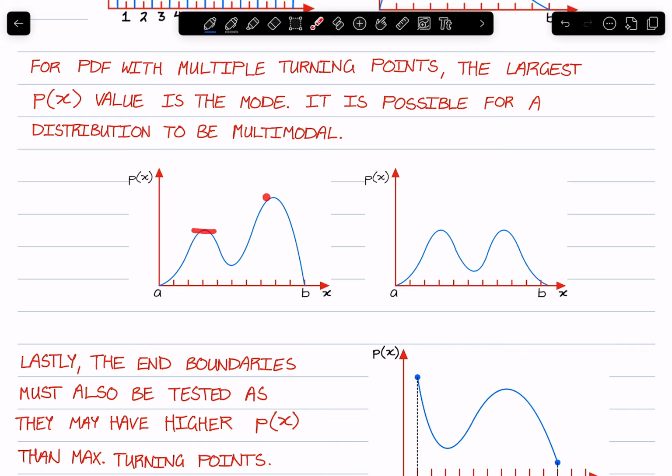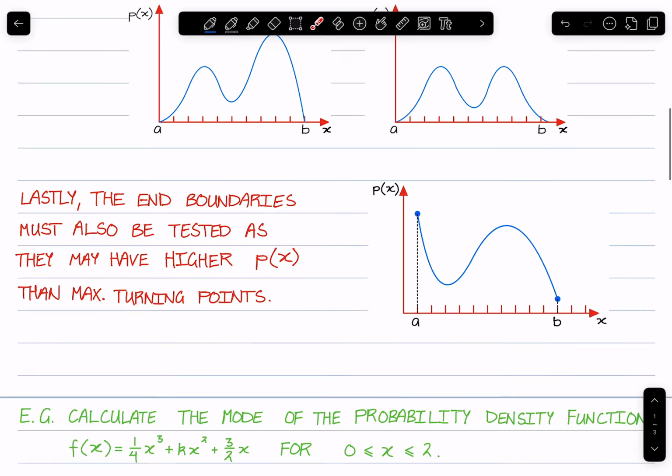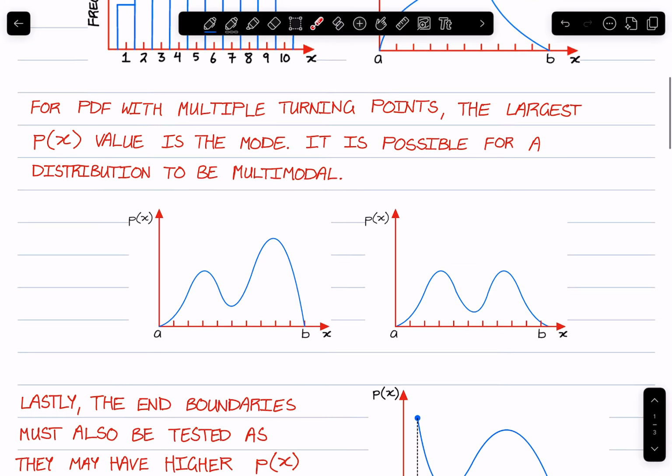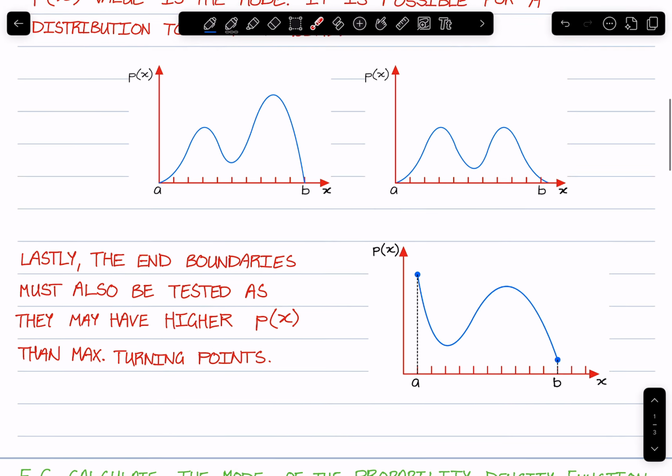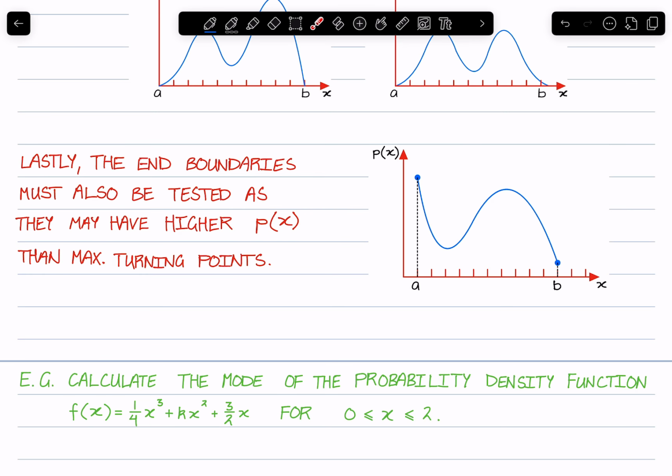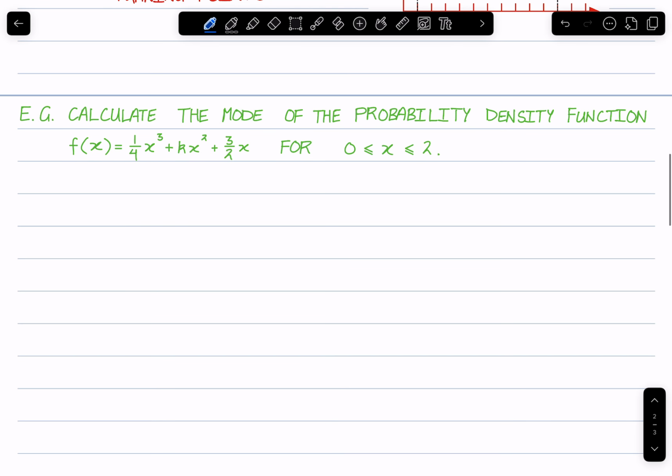So in this case, there are 2 turning points in this P of x function. Well, in this case, this would be our mode. Likewise, like I said, it's possible to have 2 points with the exact same peak, being multimodal. And lastly, keep in mind that the maximum turning point is always the mode. We need to always check that the end point may also have a higher P of x value than a maximum turning point. Now with that, let's go straight into our example, and here we go.